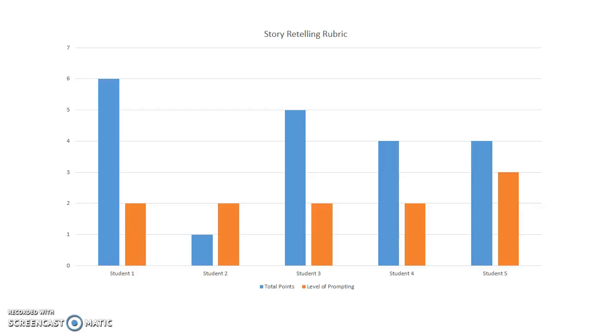Student 2 scored 1 total point with two points as their level of prompting. Student 3 scored 5 total points with 2 points as their level of prompting. Student 4 scored 4 points with 2 points as their level of prompting. And student 5 scored 4 points with 3 points as their level of prompting.